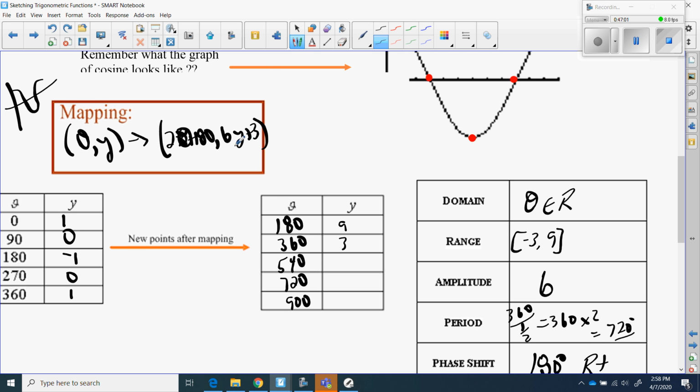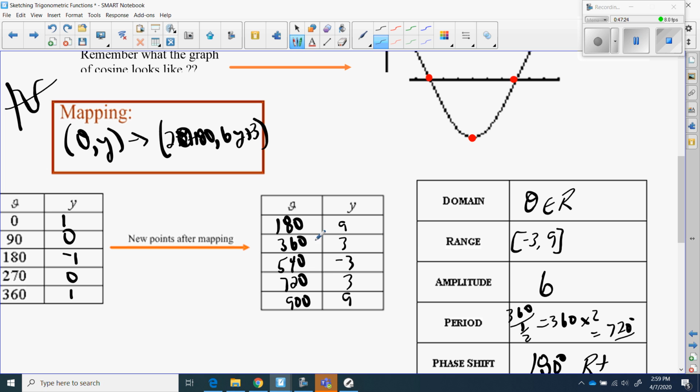So -1, 6 times -1 is -6 plus 3. That's -3. 0 I already did. I know I'm going to get 3. And 1 I did already up here. I'm going to get 9. Let's check if these make sense. Smallest number I see in my y values is -3. Biggest number is 9. That makes sense with what I identified over here. We're good to go. So we're ready to draw this one.